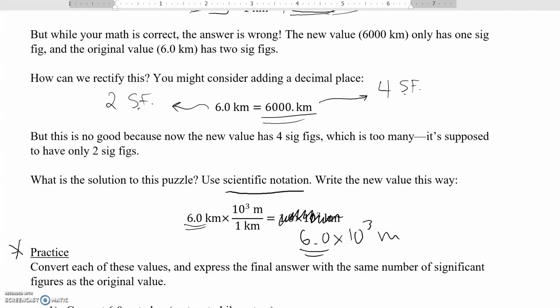So in the practice, you will be converting values and expressing the final answer with the same number of significant figures as the original value.